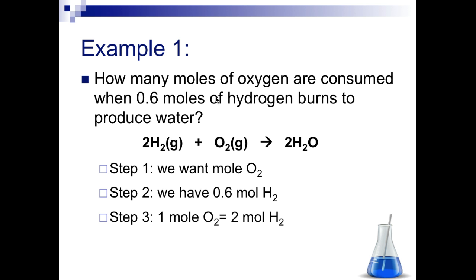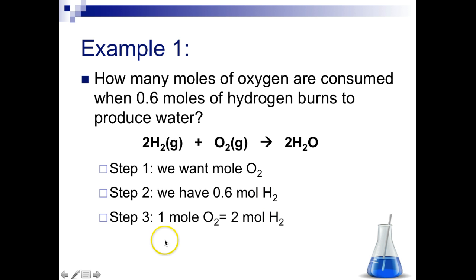So let's look at example 1. It says how many moles of oxygen are consumed when 0.6 moles of hydrogen burns to produce water. So this is the reaction where hydrogen will burn in the presence of oxygen to produce water. So step 1, what do we want? It's asking us for how many moles. What are we given? We're given 0.6 moles of hydrogen.